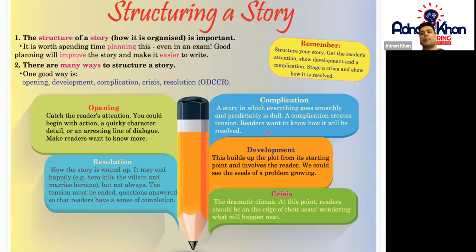And straight after the complication, we have what we call a crisis. So the dramatic climax. At this point, readers should be on the edge of their seats, wondering what will happen next. And finally, the R in ODCCR is what we call resolution. So how the story is wound up. It may end happily, such as a hero kills the villain and marries the heroine, for example, but not always. The tension must be ended, questions answered, so that the readers have a sense of completion.